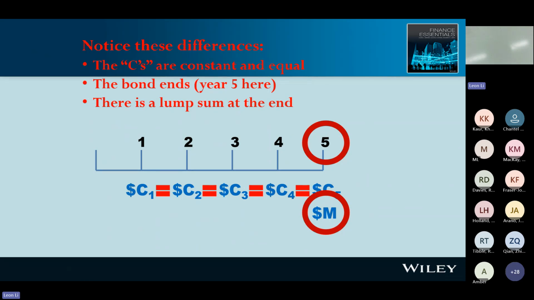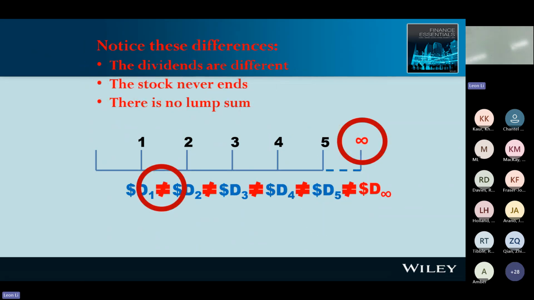Now we discuss stock. Stock will provide us dividends, D1, D2, D3, but dividends are not a constant, right? And the stock never ends. That means the stock has no maturity date. You can see the notation: this is forever, dividends forever. And the stock has no lump sum payment, right? So this is the timeline for stock.